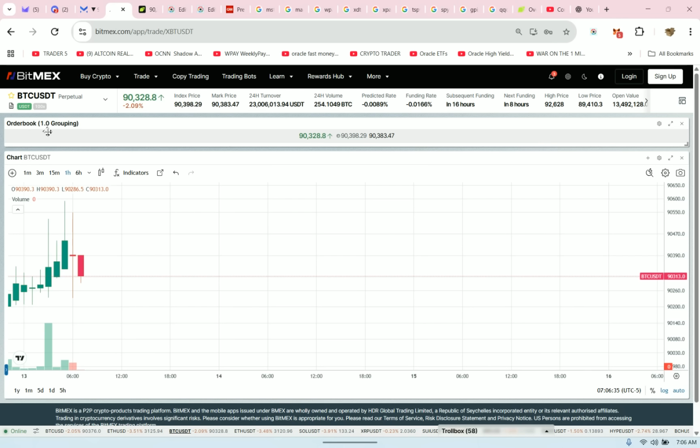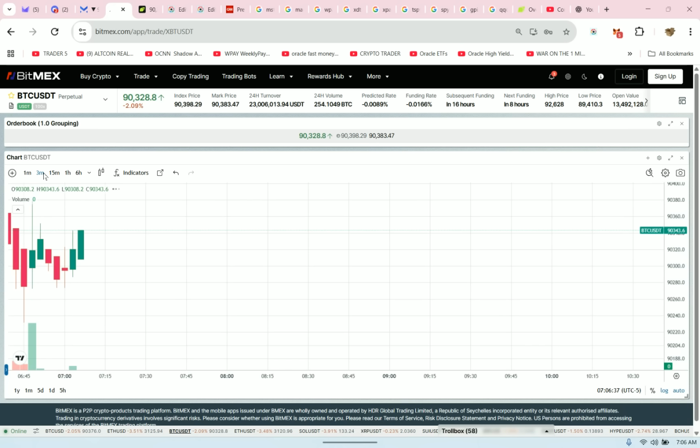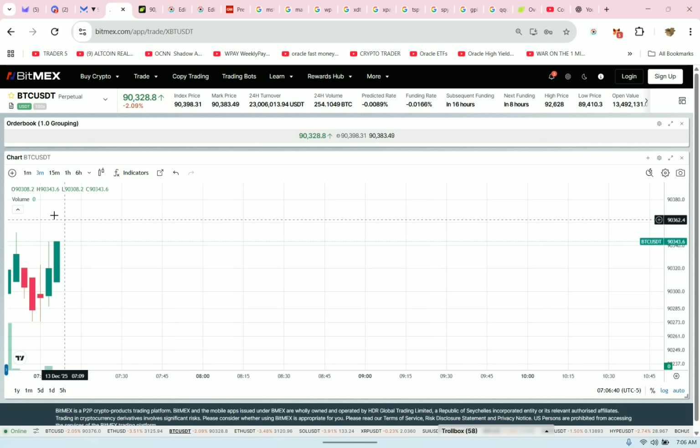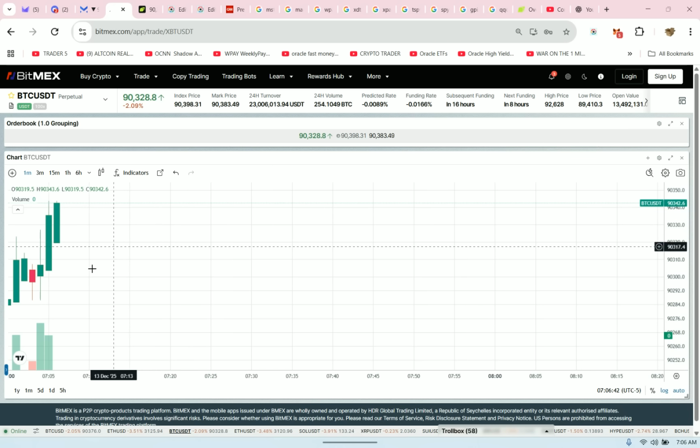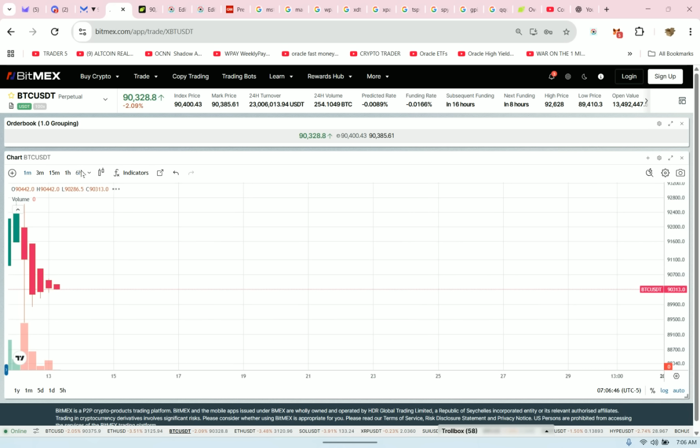So again, we dumped a little bit, but we're really going nowhere price-wise. Look, all we're doing is getting chop on the lower time frames. So it's defending 90,000. At this point, I have no signal to do anything.